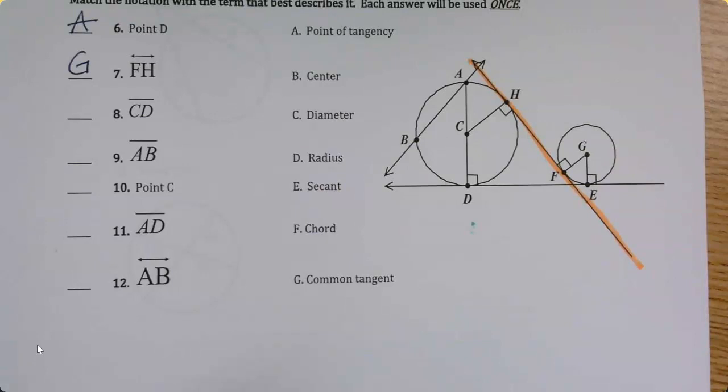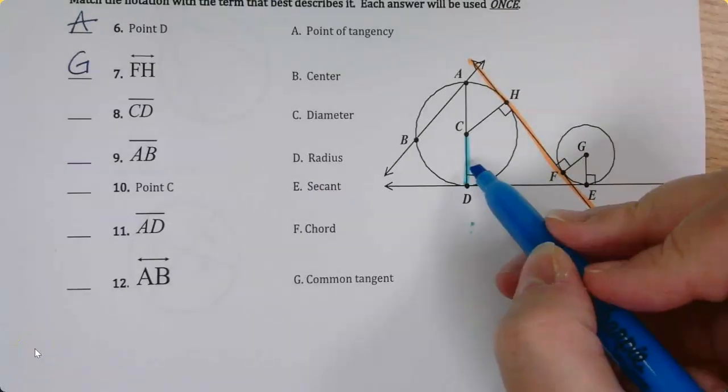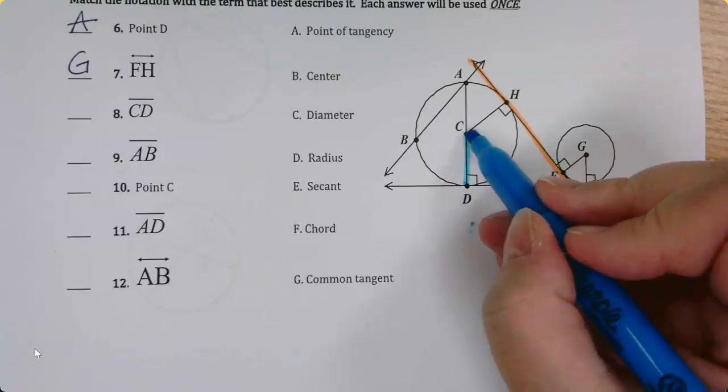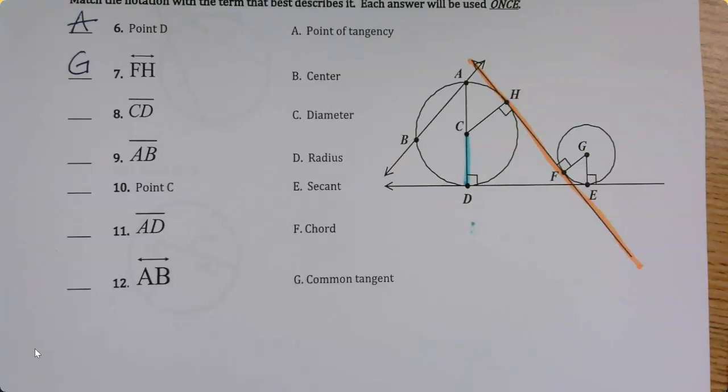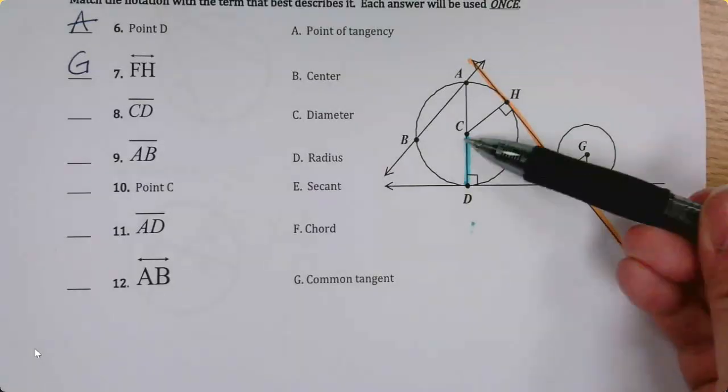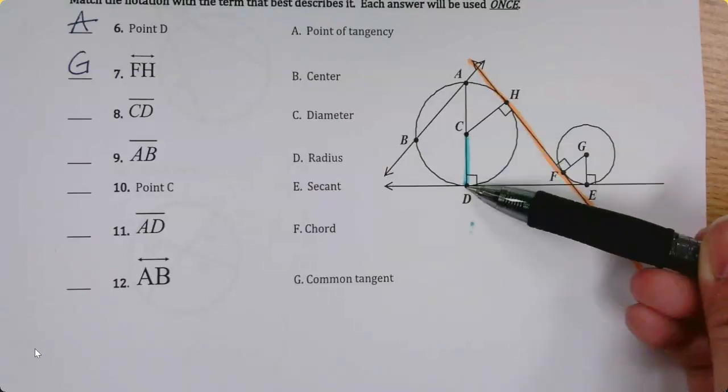CD. CD is a segment. Here is CD. It's a segment, and on one endpoint, you're at the center of the circle. The other endpoint is on the circle. If you have a segment with the center of the circle as one endpoint, and the other endpoint is on the circle, that's a radius.